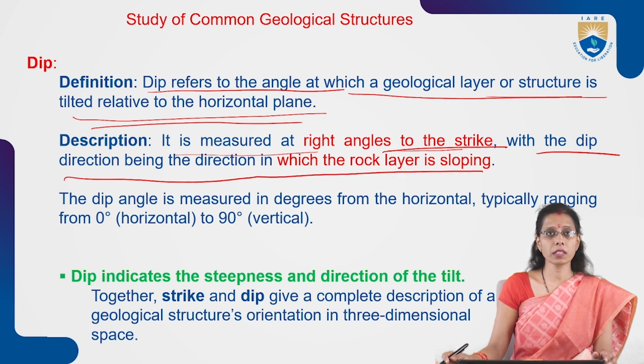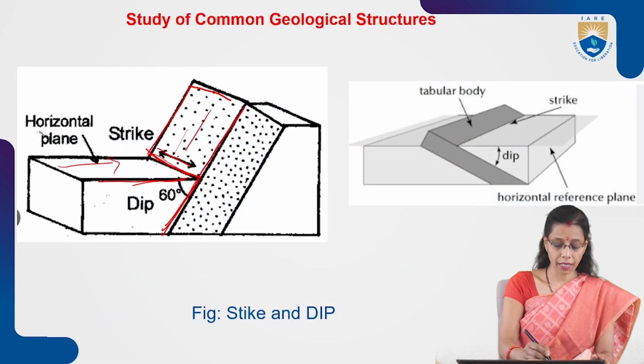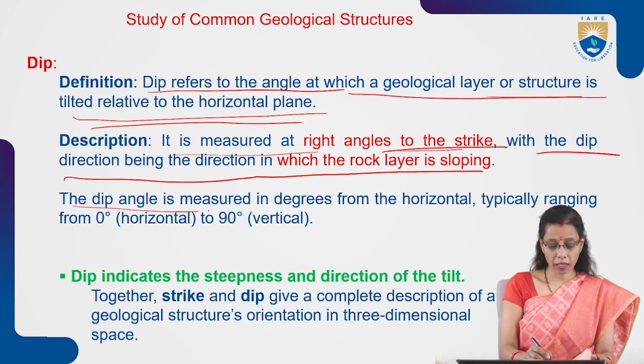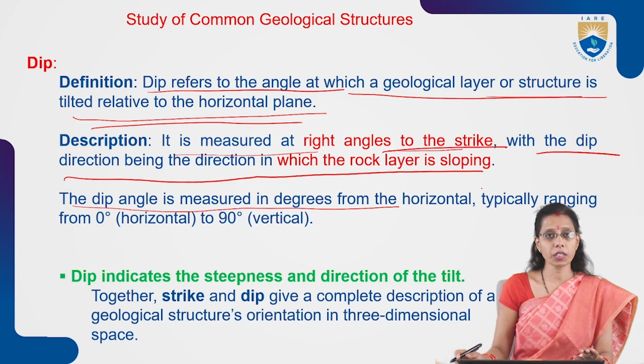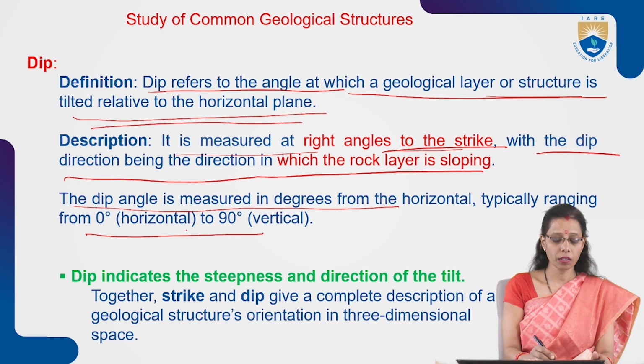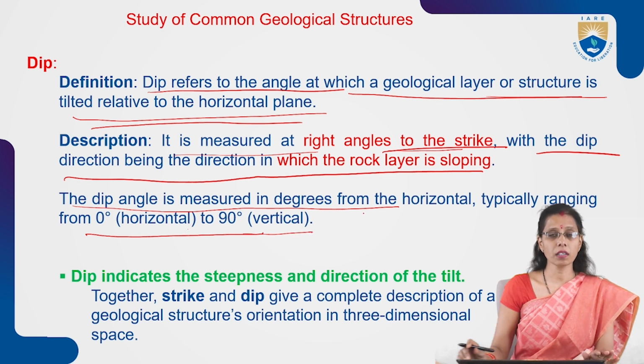So always, the dip is described at a right angle to the strike. When you see the strike, the dip will be at a right angle to it. Now the right angle is preserved, with the dip direction being the direction in which the rock layers slope. The dip angle is measured in degrees from the horizontal, typically ranging from 0 degrees to 90 degrees. So a horizontal plane is 0 degrees and 90 degrees is vertical.